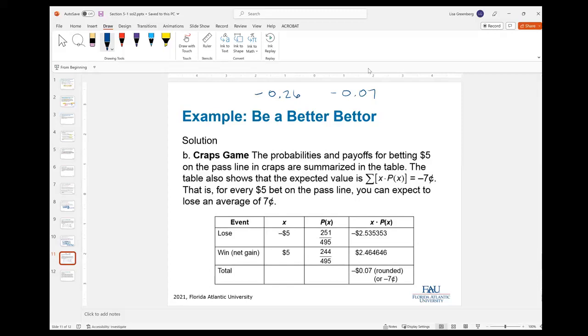And if you look on a number line, here's 0, and here's negative 1, negative 0.5. So negative 0.26 is somewhere around here, and negative 0.07 is somewhere around here, right? So the more to the right it is, the bigger the number. So what I want to do is play craps, because I have a better chance of actually winning.